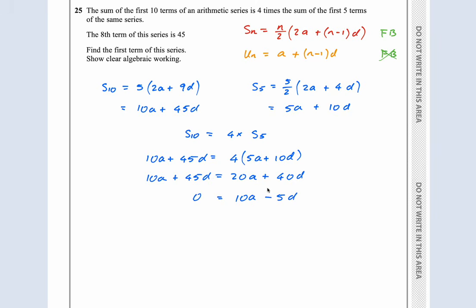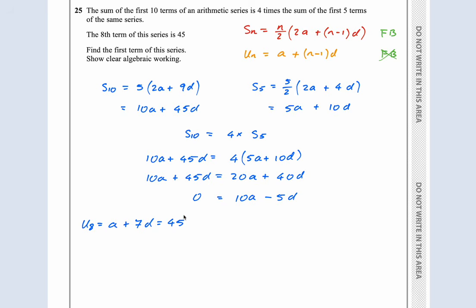So that's my first equation. I have 2 unknowns, so I need another equation, and I can use U8 to get it. U8 is a plus 8 minus 1, which is 7d. So a plus 7d equals 45. That's my second equation. Now he says find the first term of the series, so we're trying to find a.